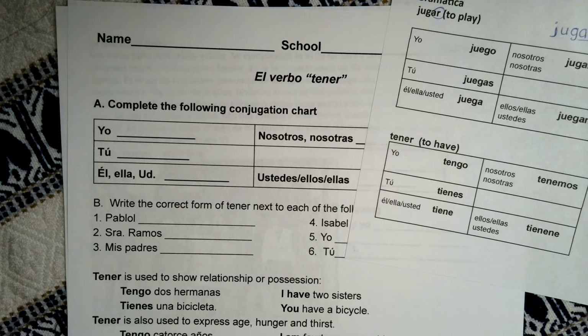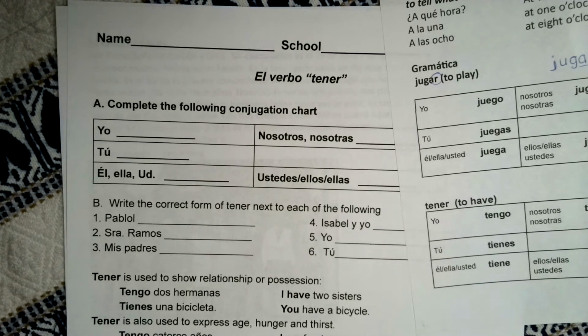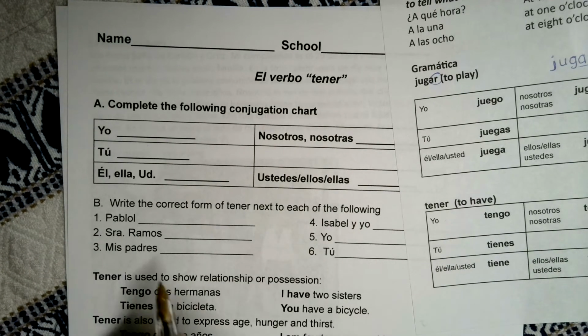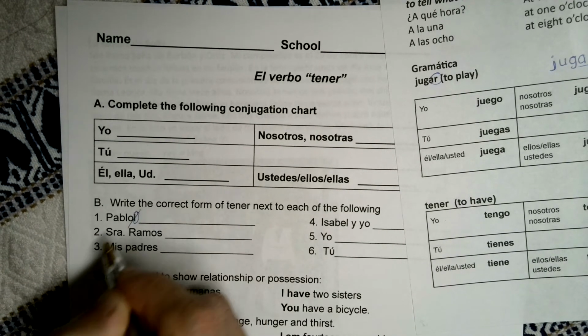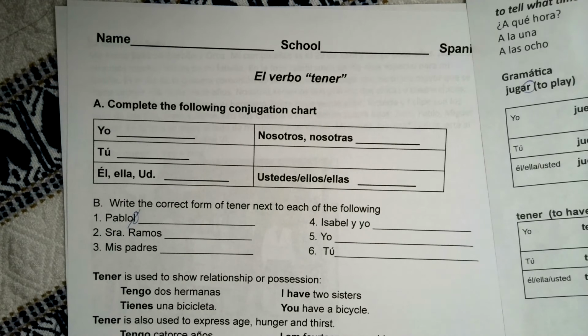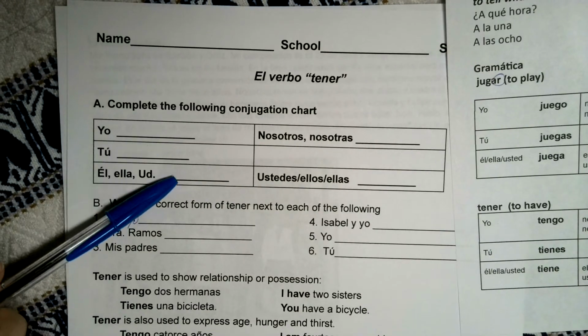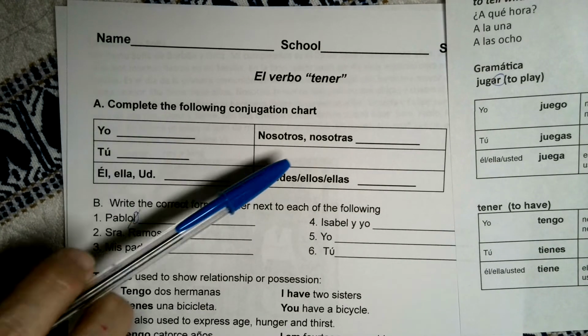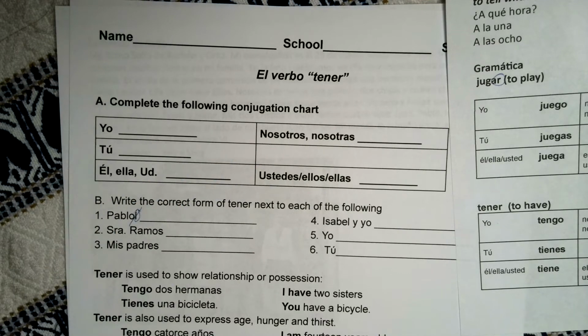All right, for part B, you are to write the correct form of tener next to each of the following words. As I notice here, Pablo has a typo. Sorry about that. So it says Pablo. Pablo is one person. Because we're only talking about one person, we're going to use this side of the chart. This is for one person. This is for more than one person. And Pablo is one person.